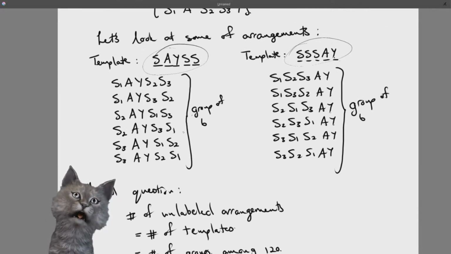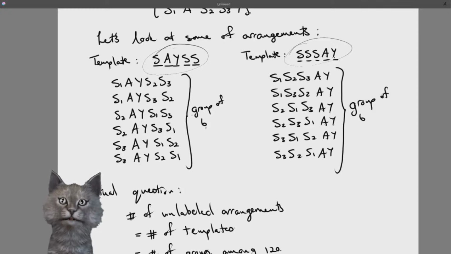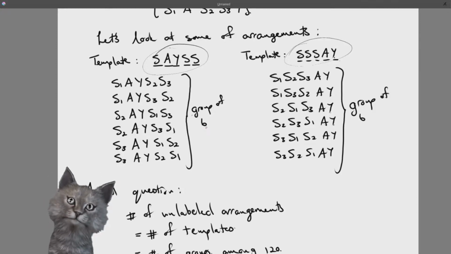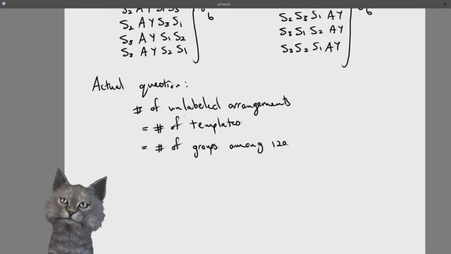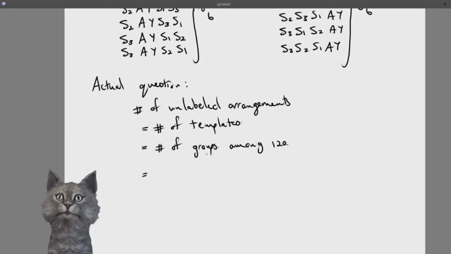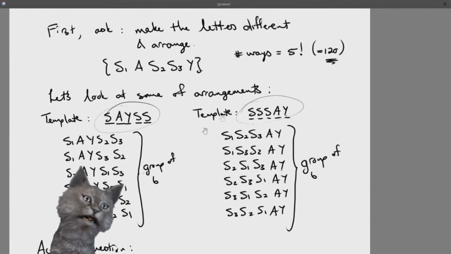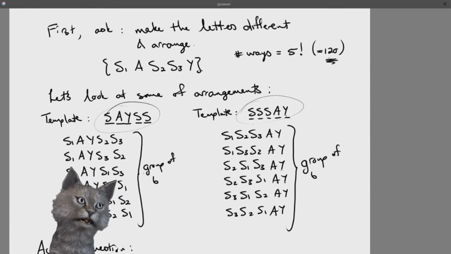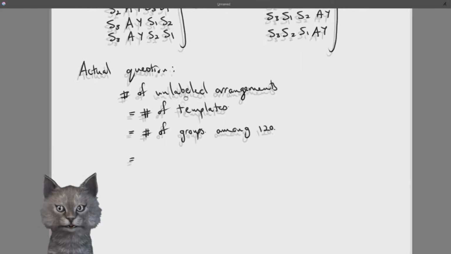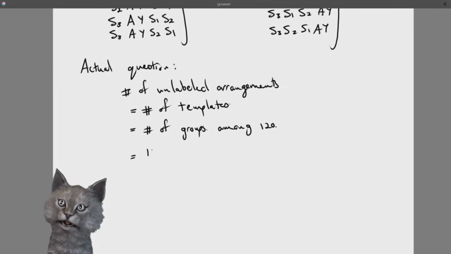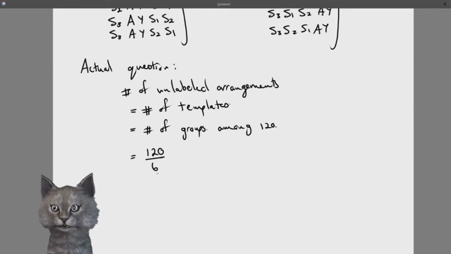Now, why is the group size 6? Well, for now it is 6. Maybe you see, maybe you don't. I don't need to know. I am looking for the number of groups. Now think about it this way. There are 120 of these labeled arrangements. They come in groups of 6. How many groups are there? Well, that is the basic concept of division. It's 120 divided by 6.